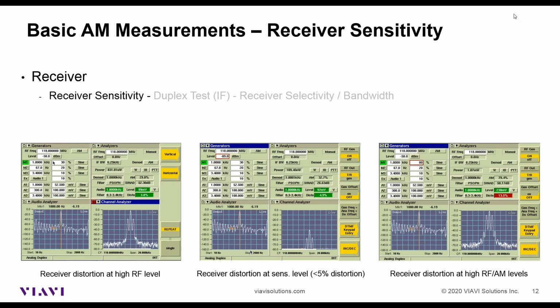And then on the window over here, I've again got a high level signal, but I've also got a high modulation depth. You can see on this radio that causes significantly more distortion, and it's gone red. So that's a basic receiver sensitivity test.